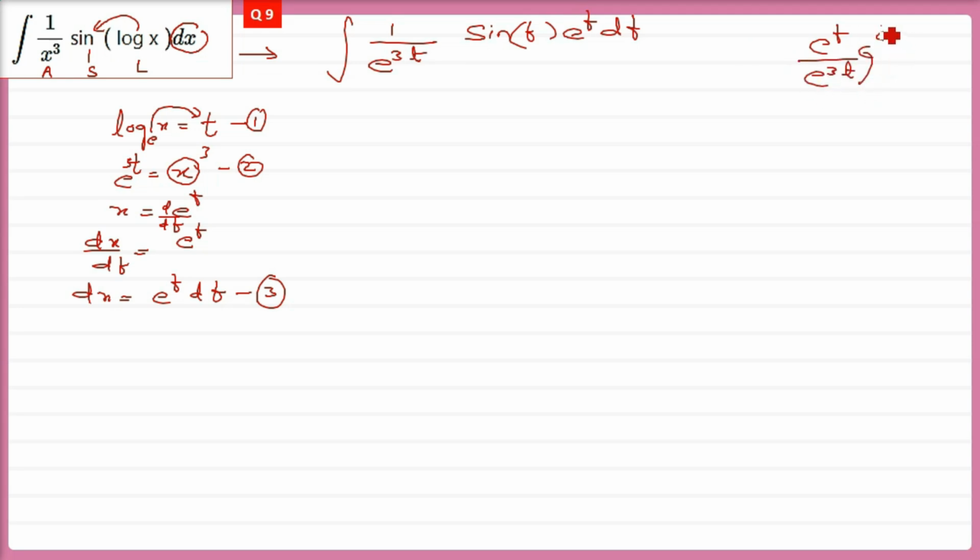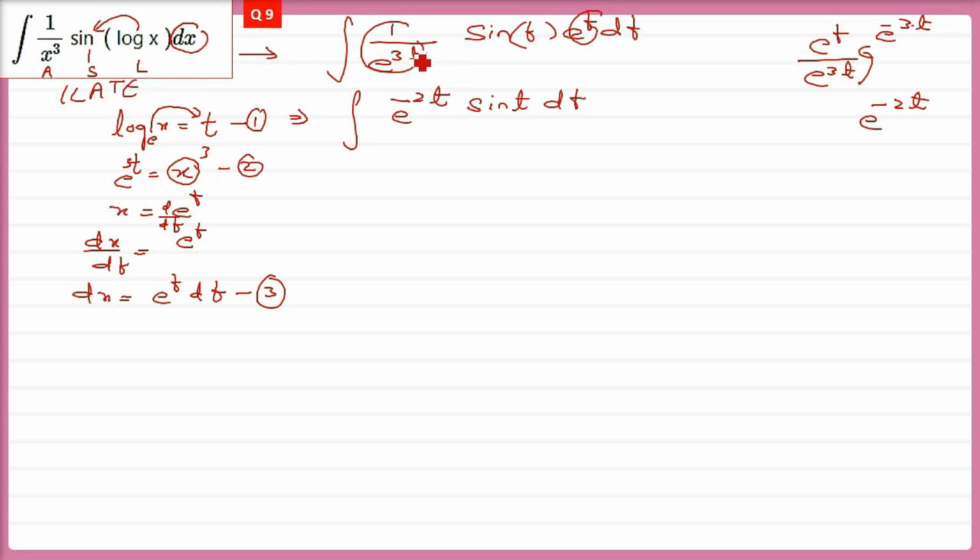When it goes up, e raised negative 3t and e raised t, the power will get added. t minus 3t is negative 2t. So this whole will be e raised negative 2t. This integration will be e raised negative 2t. This and this one have combined, and e raised negative 2t, and of course sin t is already there. Now we'll integrate this.